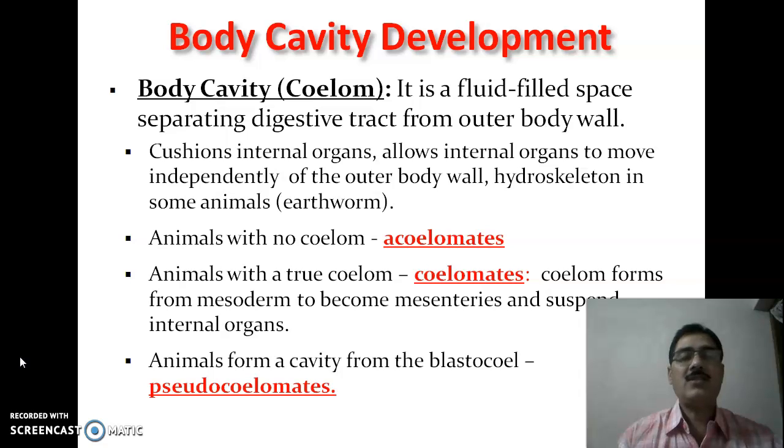Now let us discuss the body cavity's development. It is a fluid-filled space separating the digestive tract from the outer body wall. It cushions the internal organs, allows internal organs to move independently of the outer body wall, and as I told you in the previous slide, it acts as a hydroskeleton in some animals, as in the case of the annelid earthworm. So an animal without a coelom is an acoelomate, with a true coelom is a coelomate, and with a false coelom is a pseudocoelomate.